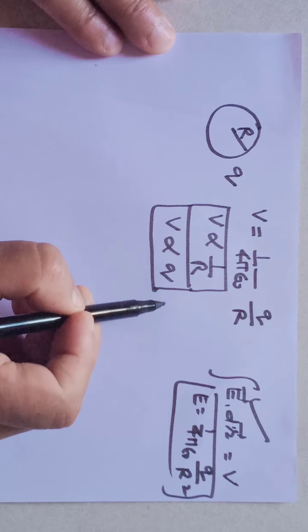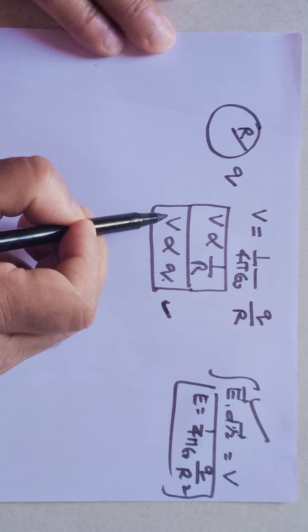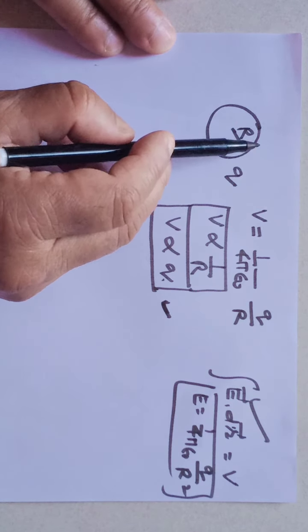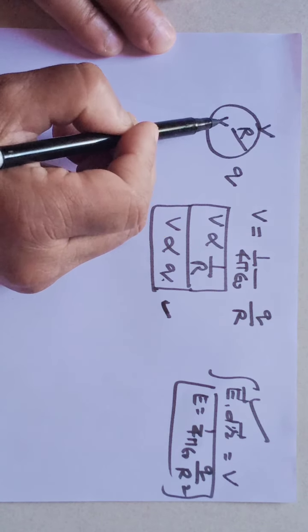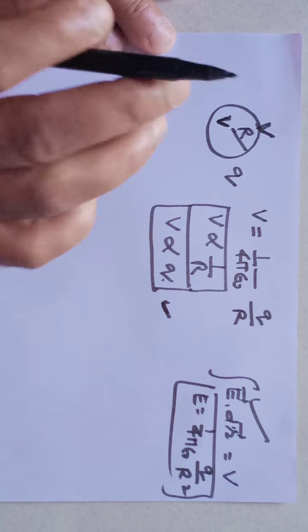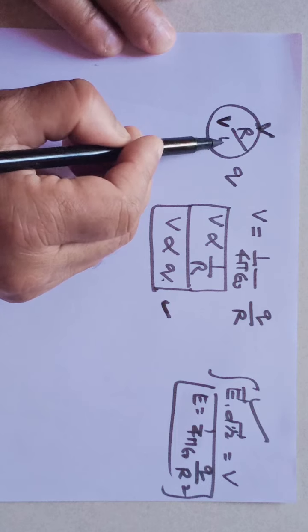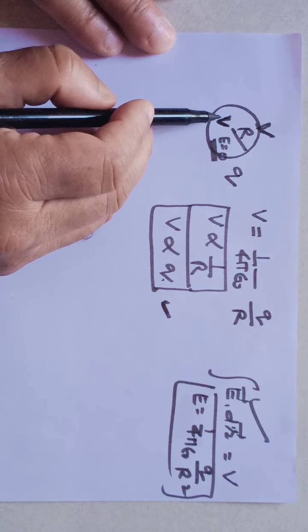So if charge is given, now we will use this property. If charge is given, the potential develops on the surface of this conductor, and also the potential remains the same inside. Potential on the surface is V, potential inside the conductor will be the same. That will be V, because electric field here is 0. So potential comes out to be constant.